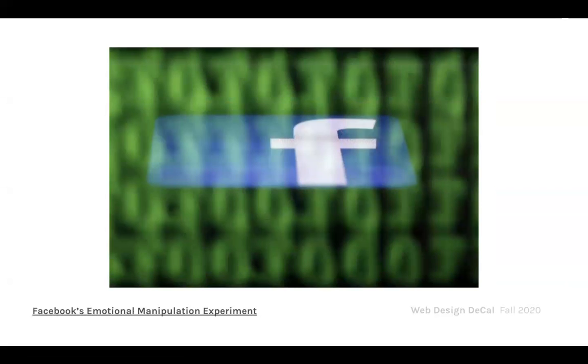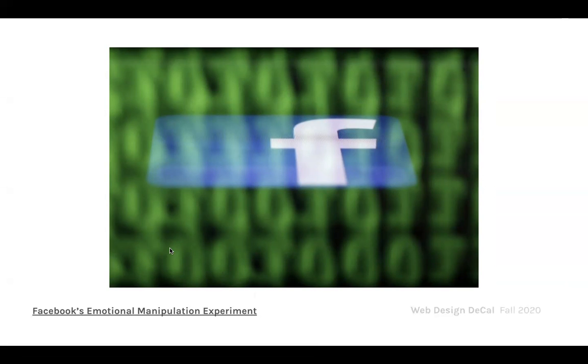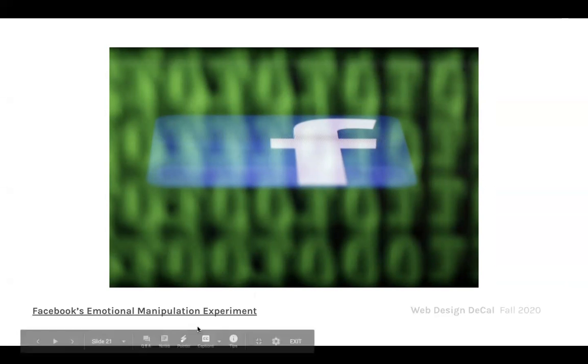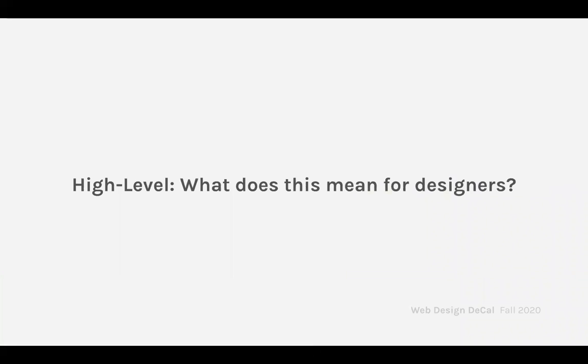And then Facebook had emotional manipulation. I feel like this is relatively high profile. When it happened, there's also an article about this. I'm trying to keep the lecture a little bit shorter since I know Howie's lecture this week was quite long. So yeah, you can read about this. I also wanted to get to the more meaningful content.